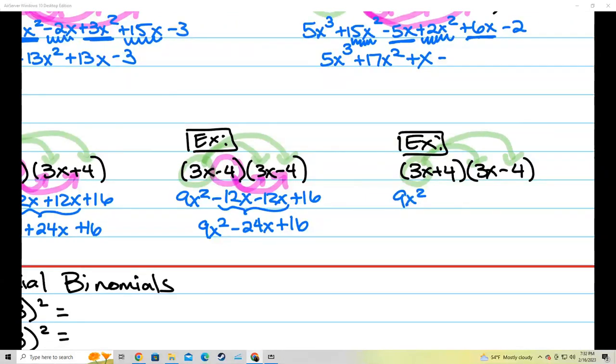3x times negative 4 is again negative 12x. I'm going to go ahead and start distributing the 4. 4 times 3x is a positive 12x. And then 4 times negative 4 is a negative 16. Check out these in the middle. I got a negative 12x and a positive 12x. These are actually going to cancel each other out. So what I'm left with is a 9x squared, nothing in the middle, and then a minus 16.